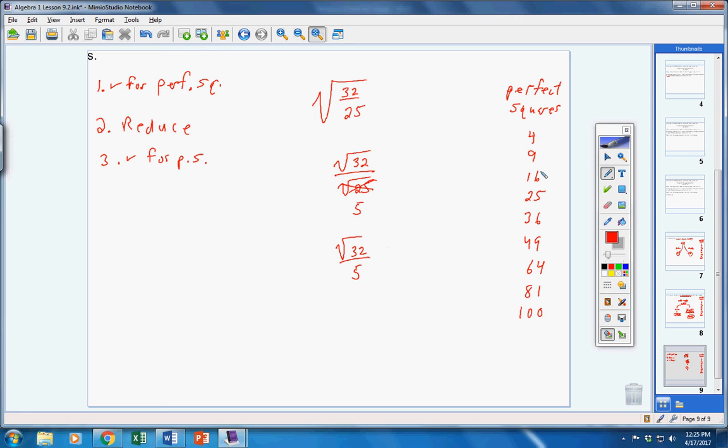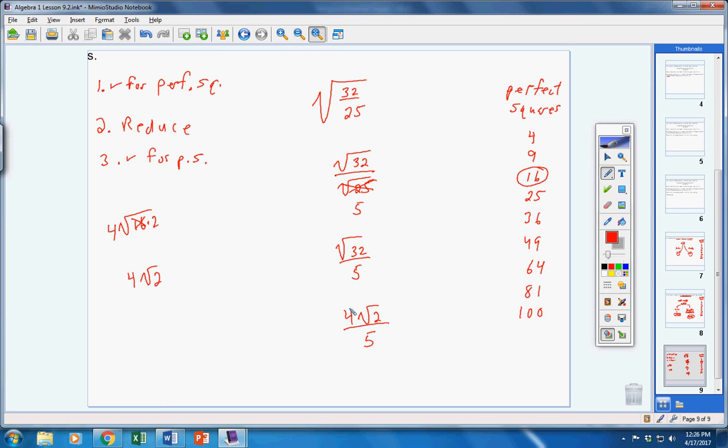Do any of these numbers go into 32? 16 does. So off to the side, I'm going to break down 32. 32 is 16 times 2. Cross off the 16, put a 4 on the outside. 4 square root of 2. So now, instead of putting square root of 32, I'm going to put 4 square root of 2 all over 5. Now I know I'm finished.